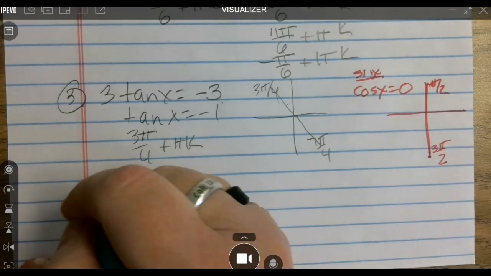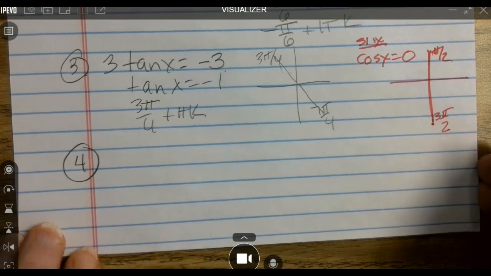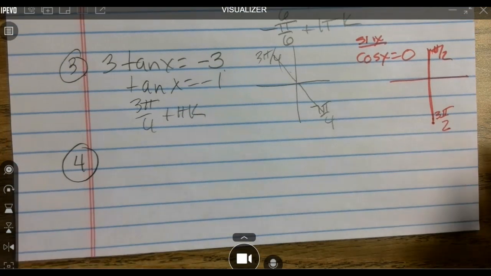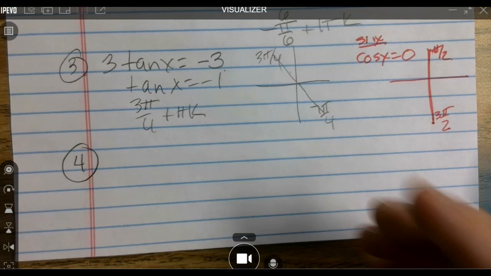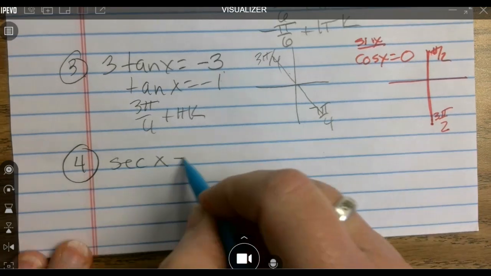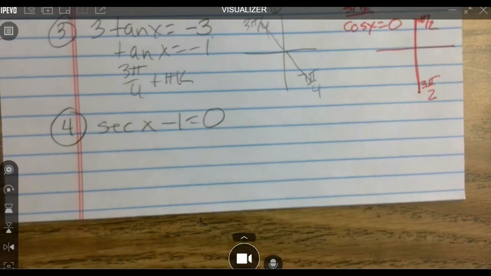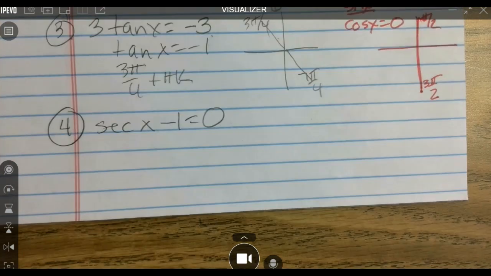I think I have time for 2 more. 14. I'll save my favorite one for last. Secant of x minus 1 is equal to 0. This one just annoys me. Then I'll run my favorite. So we'll run 5.